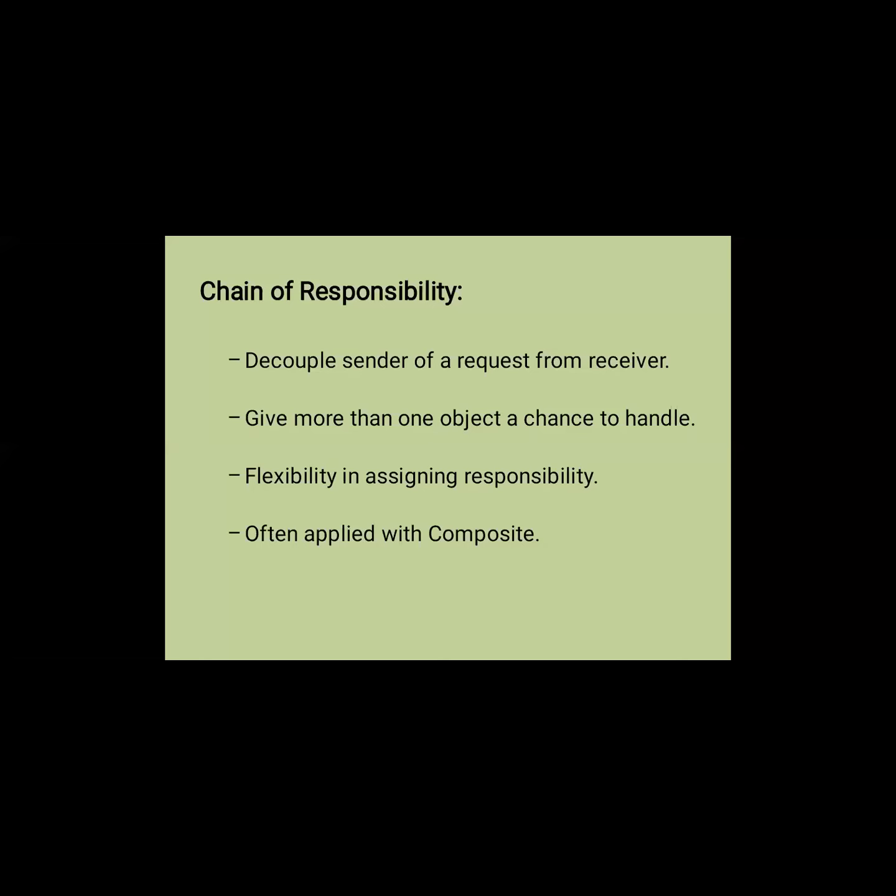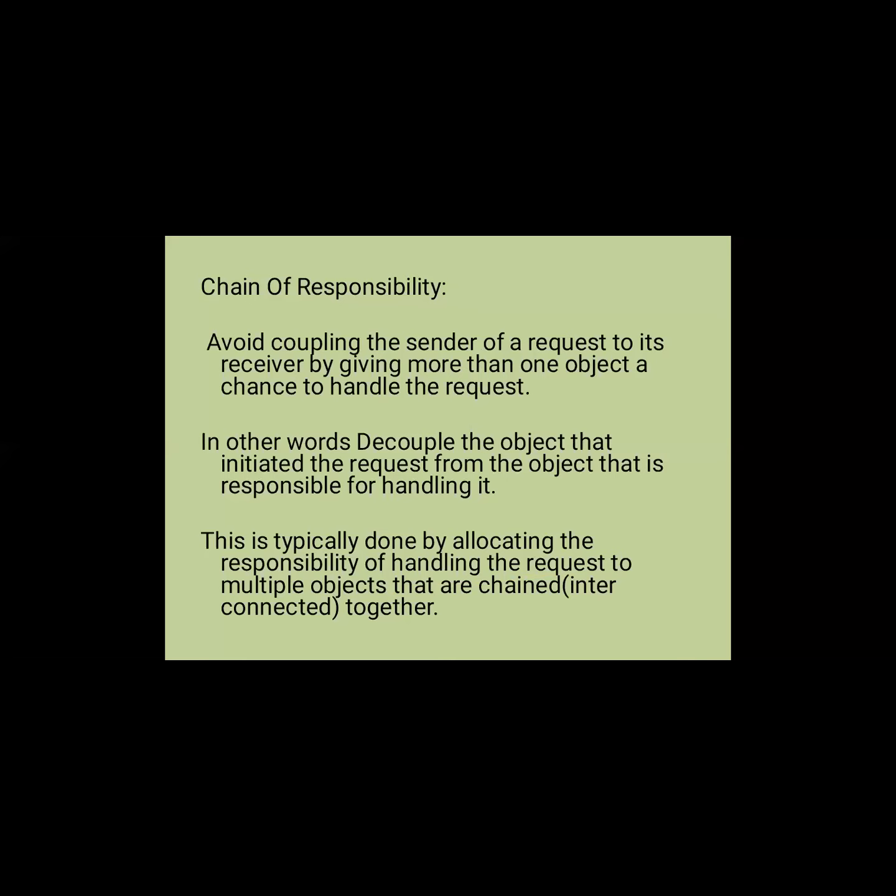Flexibility in assigning responsibility is often applied with the composite, which means here we are using more than one object. That's why I mentioned composite. Now let's see what the chain of responsibility is. Avoid coupling the sender of a request to its receiver by giving more than one object a chance to handle the request. In other words, decouple the object that initiated the request from the object responsible for handling it. This is typically done by allocating the responsibility of handling the request to multiple objects that are chained together. So here we are avoiding coupling between the sender and receiver.